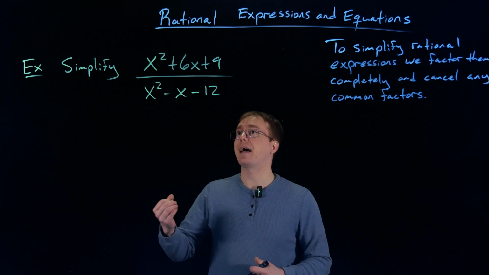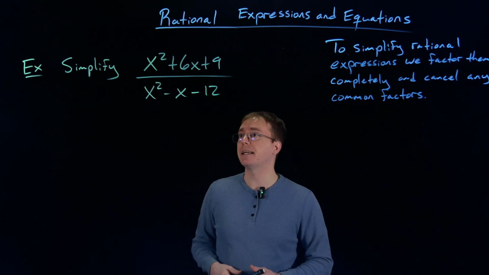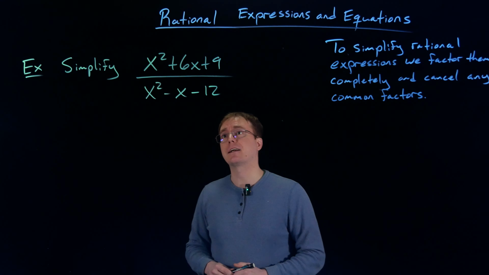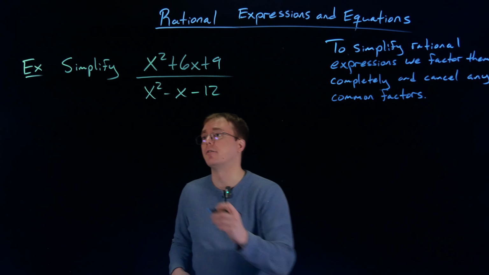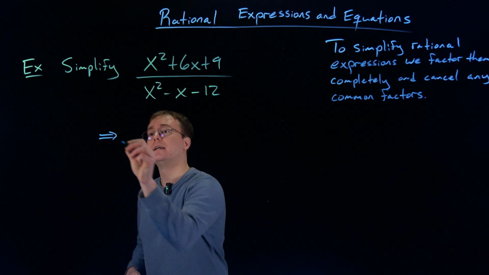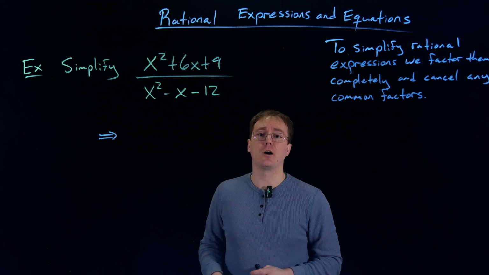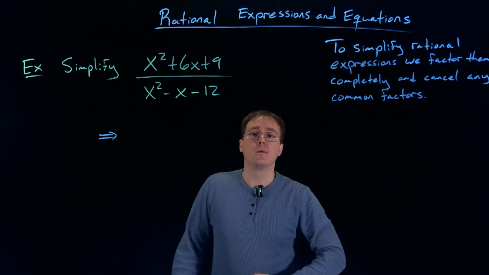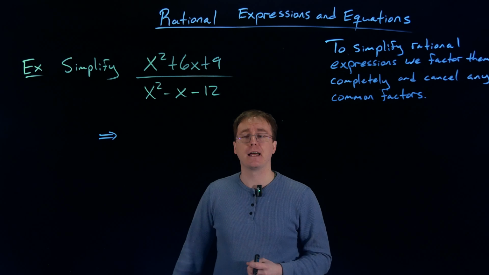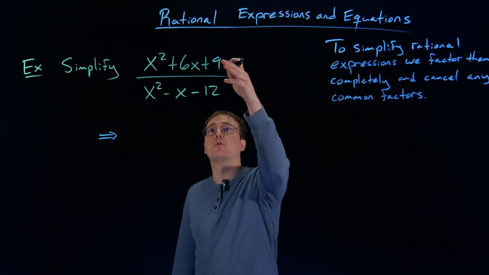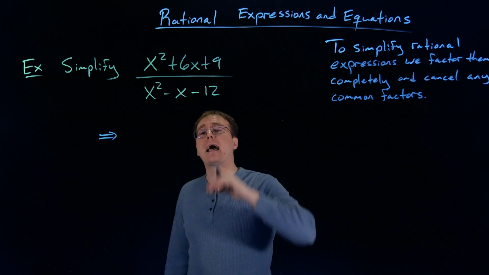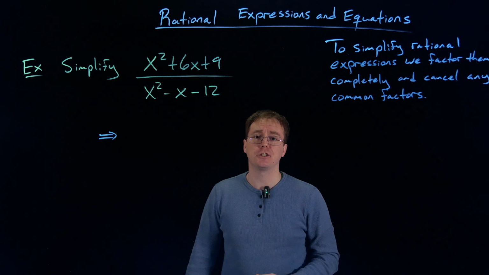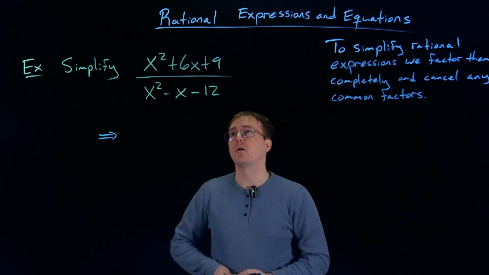In the numerator, we have x squared plus 6x plus 9. And then in the denominator, we have x squared minus x minus 12. And so what we want to do is factor the numerator and the denominator as much as possible. And so when we're factoring these quadratics, we have to remember some of those factoring strategies, like what are two values that multiply together to give us the constant and add together to give us the linear coefficient. That'll be effective for both of these polynomials.